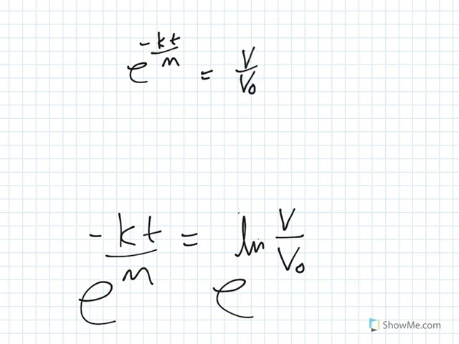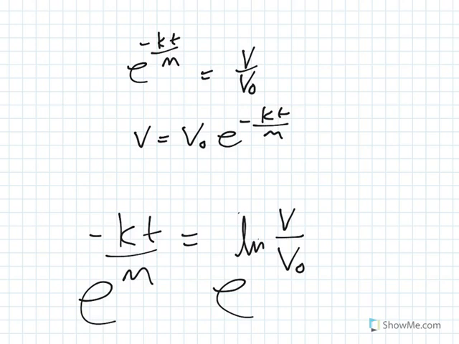And now just multiply both sides by v naught. And there you go. Let me flip it around though. So that's going to give us v is equal to v naught times e to the minus kt over m. Voila, done.